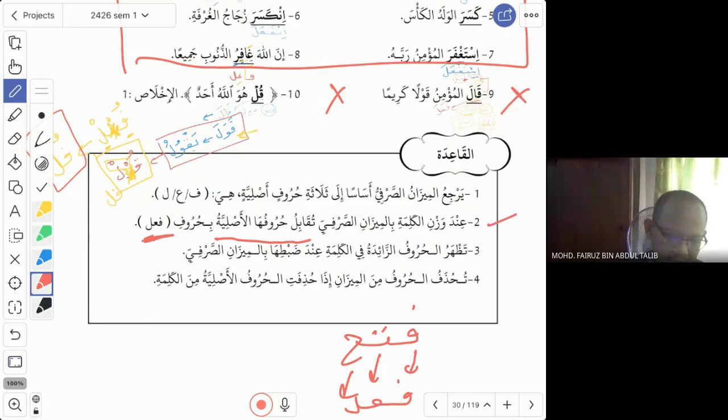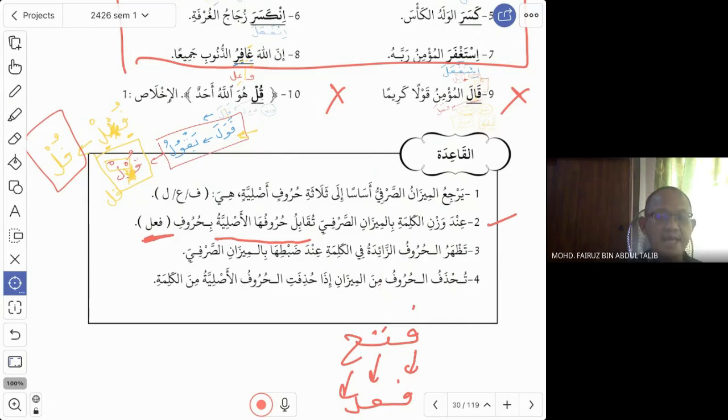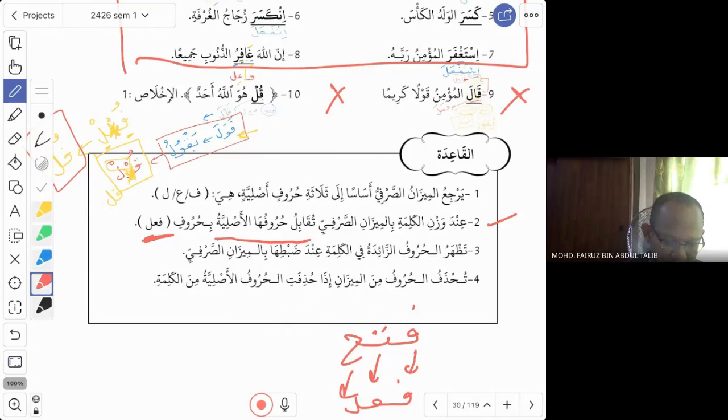Number 3: Tazharu huruf zaidah. Zaidah means additional. Huruf zaidah will appear. Tazhar, zahir, appear. So the huruf zaidah will appear in the word inda dabatiha bil mizani sarfi. So the additional letters will appear when you match them to the sarf. For example, here we have additional letters in the word maftuh just now.